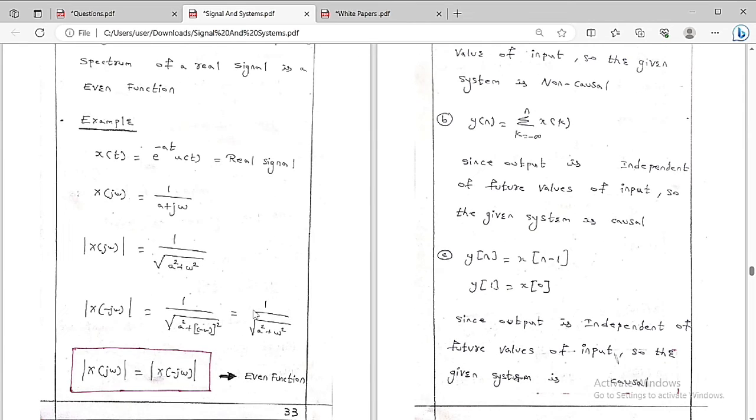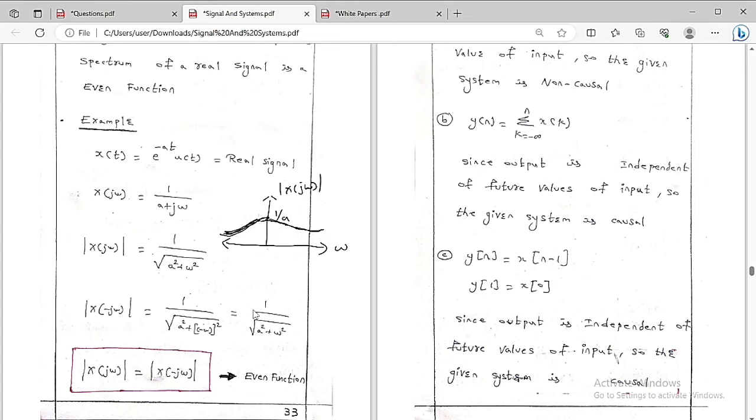Suppose I want to draw the graph, see how it is going to look. If you substitute omega equal to 0, you get the value 1 by a. As omega increases, the value decreases. So this graph is symmetric with respect to the y-axis. This is the magnitude spectrum, whereas the phase angle spectrum is an odd function, which you can see clearly here.